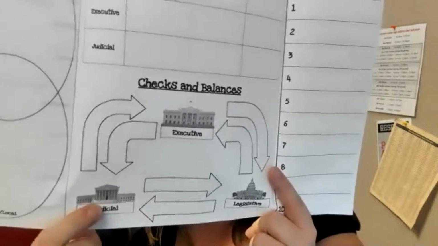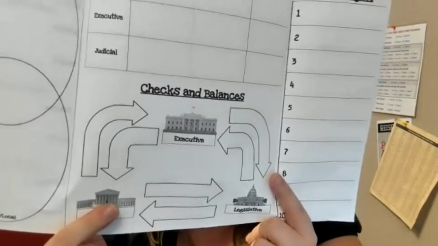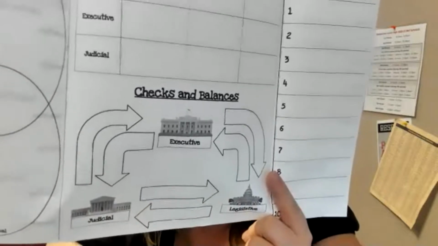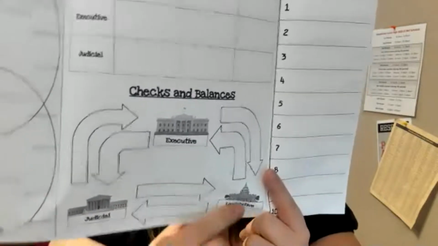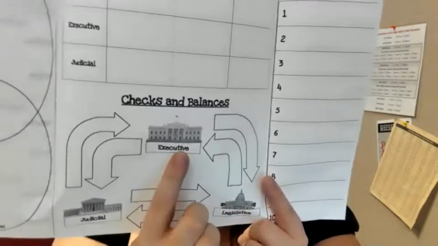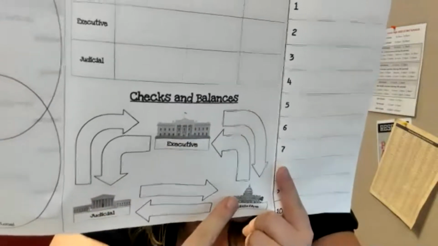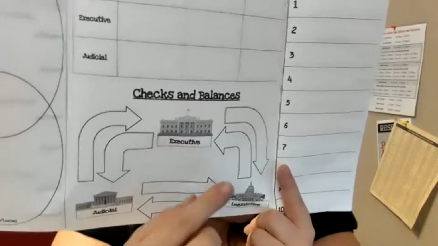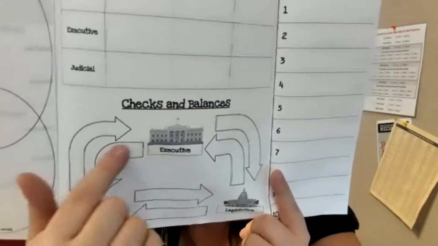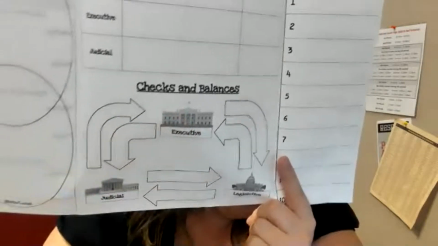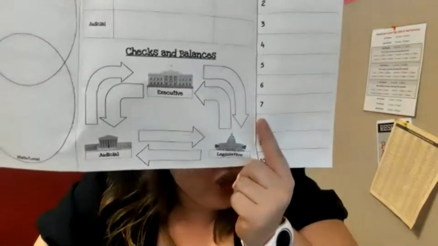And then here we would see the judicial branch and how the judicial branch going this way limits the legislative branch. Then we would be looking at the legislative branch and how it limits the executive branch and how the executive branch limits the legislative branch. And then coming over here to how the executive branch limits the judicial branch and how the judicial branch limits the executive branch. So this is called checks and balances.